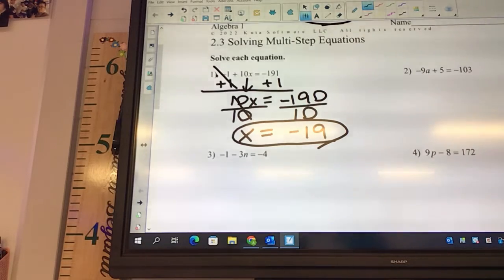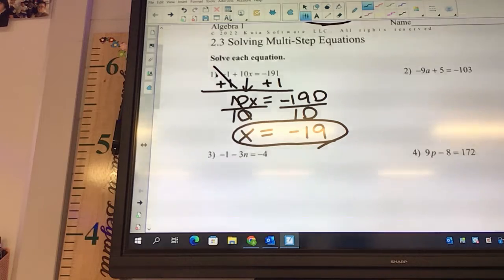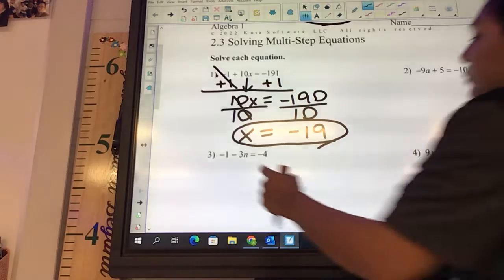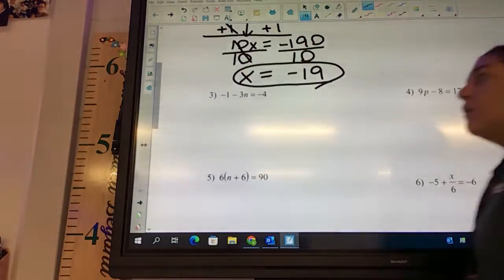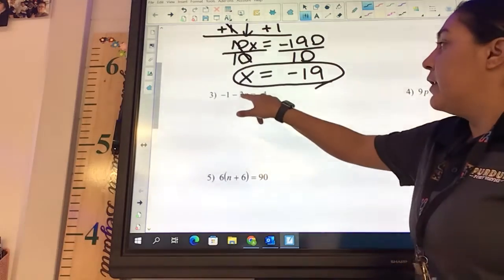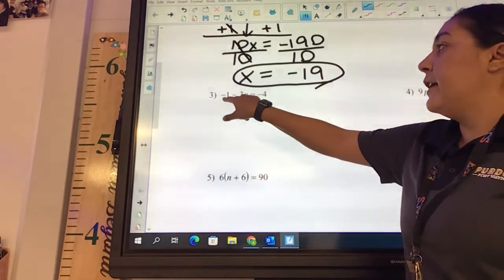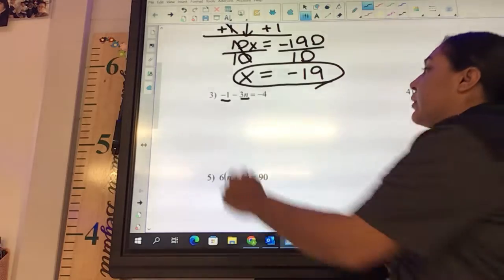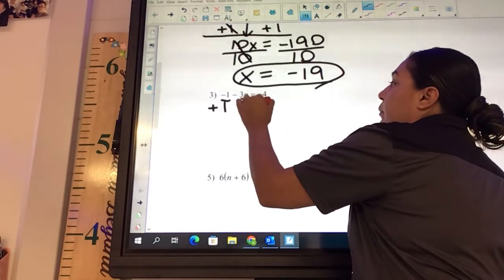Okay, so if it's in a single line, you always are going to add or subtract first and then multiply or divide. Okay? If it's not a single line, then you can't do that. So we need to add or subtract first. What is our piece that has no letter? What needs moved first? The negative 1. Okay, so if you look at this guy has a letter and this guy doesn't. So that's the one that needs moved first. So we're going to say plus 1, plus 1.